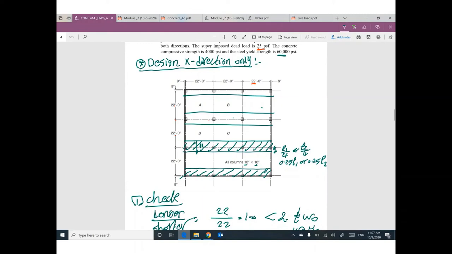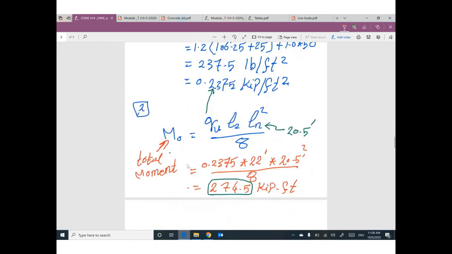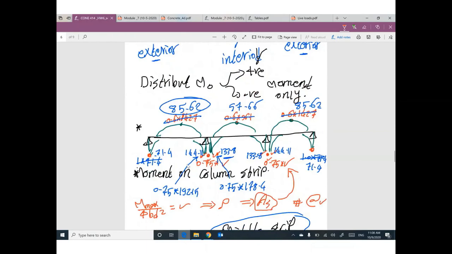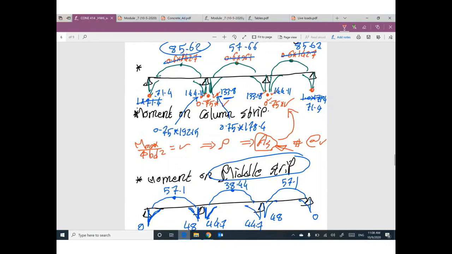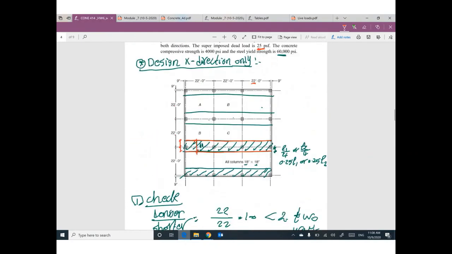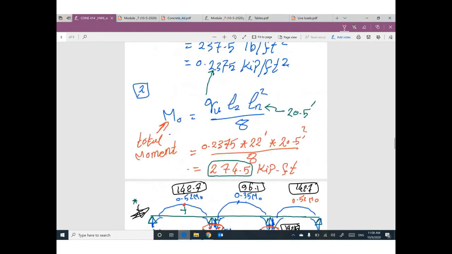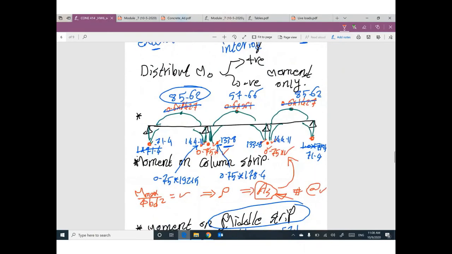So this strip, which you called column strip, with width 11 feet, 5.5 and the 5.5 from the other side, will be reinforced with steel reinforcement. How much? This one. So all of the column strip, this one and this one and this one and this one, will be reinforced with the steel reinforcement that you got from the design of column strip, this one.